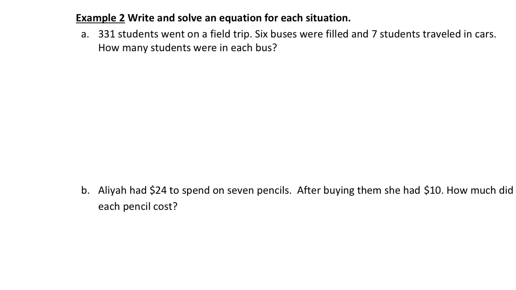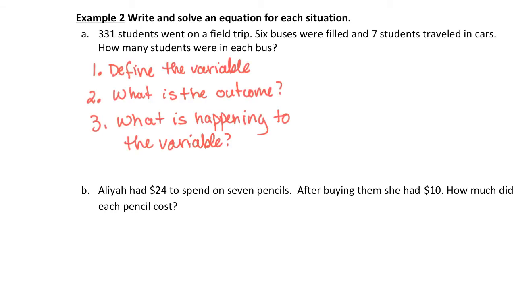All right, we're going to look at some word problems. I want you to go through these steps whenever doing word problems like this. So first thing is you always want to define the variable. Second, ask yourself, what is the final outcome going to be? And the third thing, what is happening to the variable? So if you can answer all those questions, it's actually not too hard to set these up.